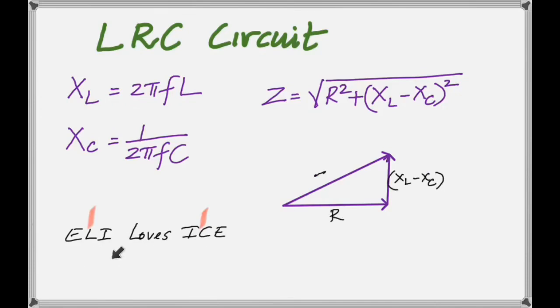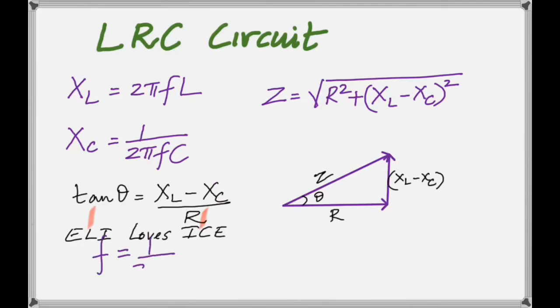And just try to remind you about, you remember this? EMF leads the current by 90 in an inductor. Current leads the EMF by 90 in a capacitor. And then you get this phasor diagram. And the formula for tan theta is, of course, XL minus XC by R. And the resonant frequency is given by 1 by 2 pi square root LC.